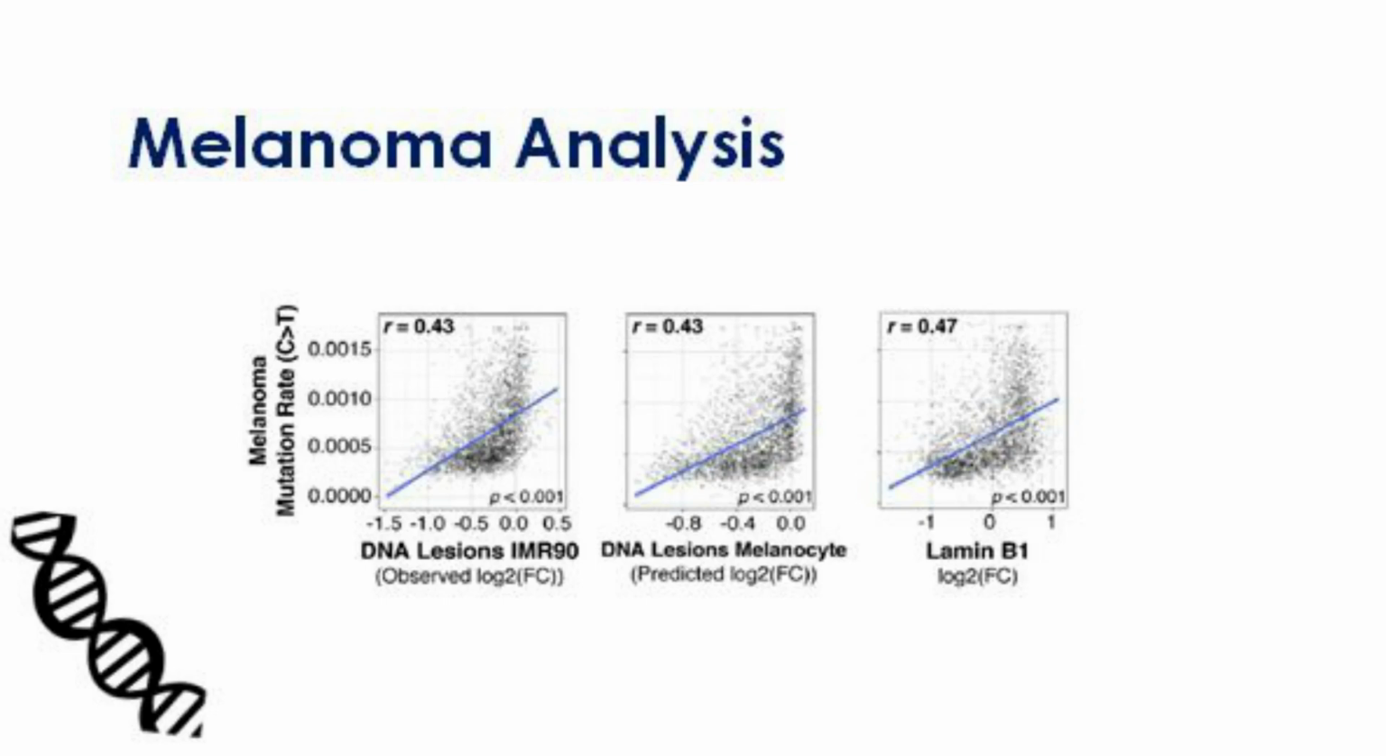Melanoma analysis was done by comparing the frequency of the melanoma mutation against the abundance of UV lesions. These graphs are consistent with showing that there is a correlation with the presence of UV lesion to C to T mutations in melanoma and in melanocytes.